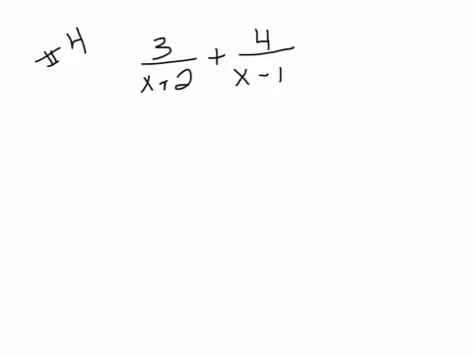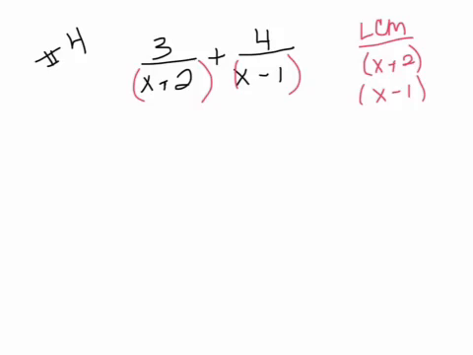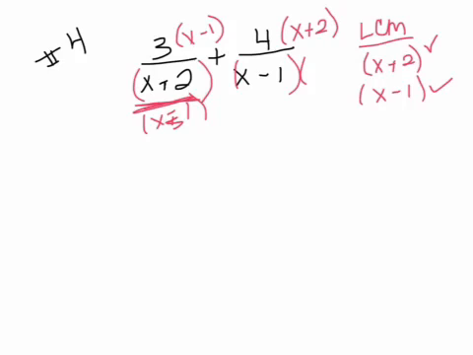All right, next piece I'm adding, so I need a least common multiple. My least common multiple is the factors, x plus 2 and x minus 1. So in this first factor, I have an x plus 2, so I'm missing an x minus 1, top and bottom. The second one, I have the x minus 1, so I'm missing an x plus 2, top and bottom.